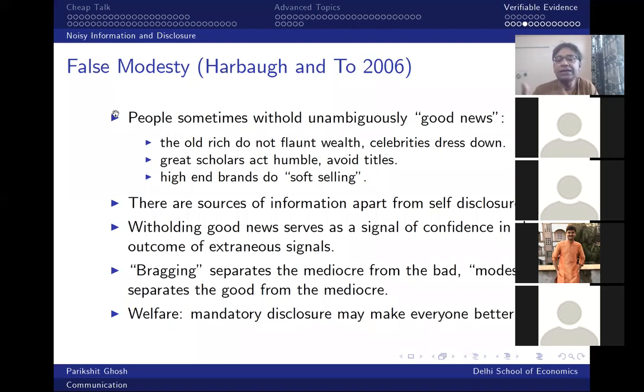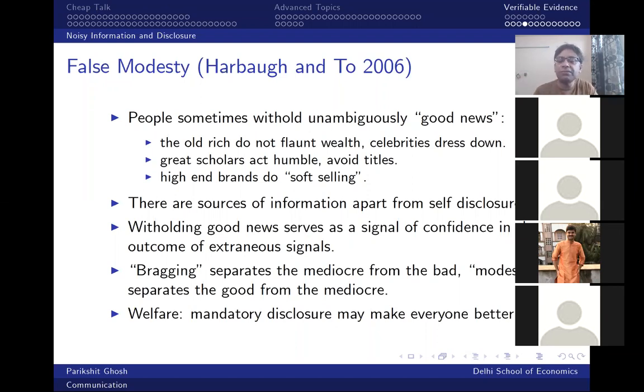How can we understand this sort of false modesty phenomenon? This is not to say that there aren't genuinely modest people. But sometimes modesty can be used strategically for self-promotion. And that's the kind of thing that we are going to try and understand. And here's the outline of the model or the reasoning. There are sources of information apart from self-disclosure.